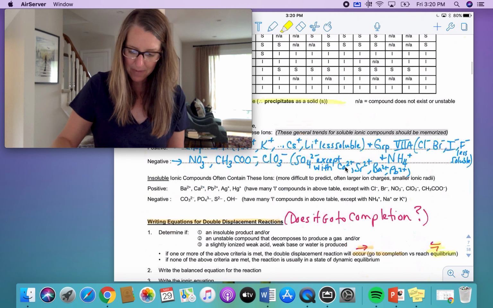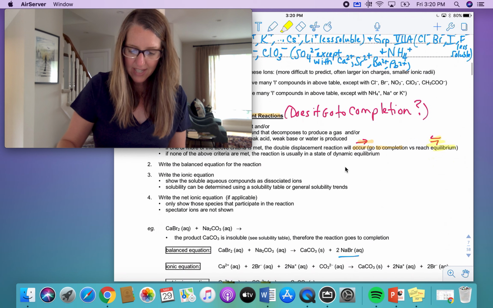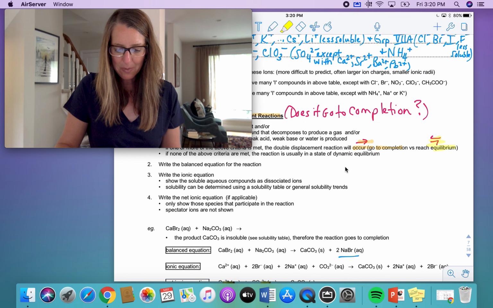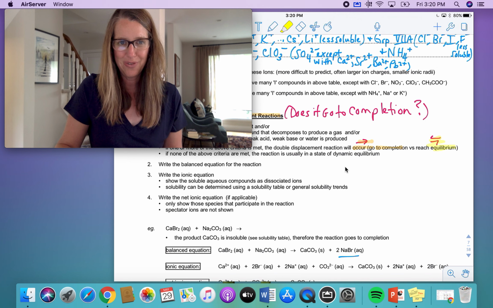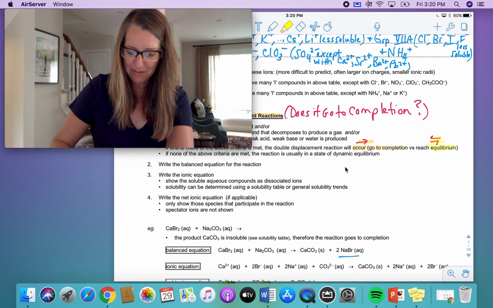Okay? All right, so let's write equations for some double displacement reactions, and I'll talk about these. I'll go through a few of the examples on this page, okay? And that's it for today.